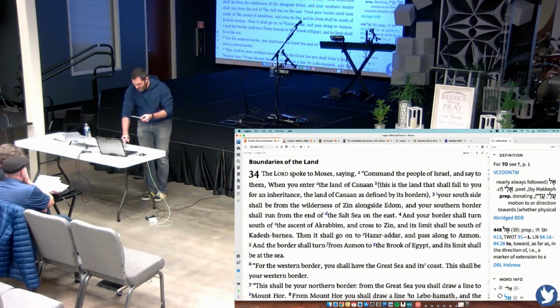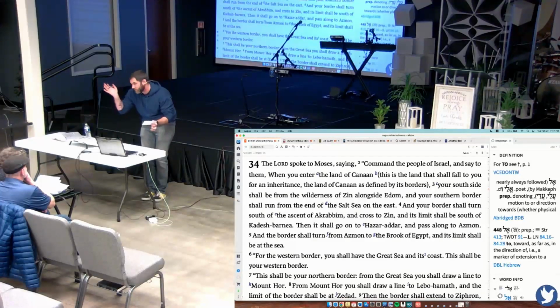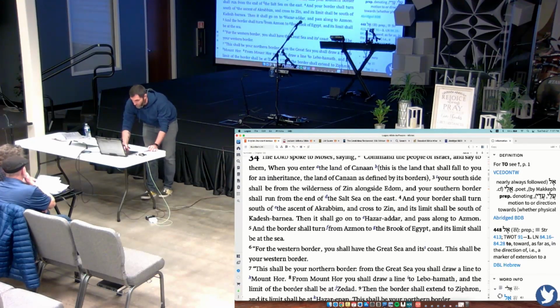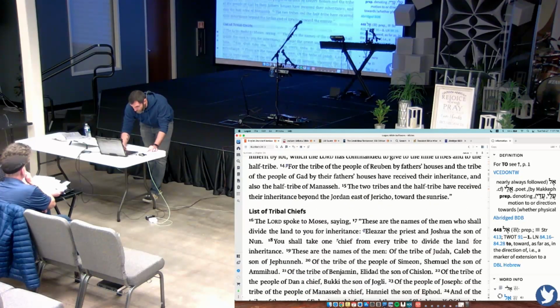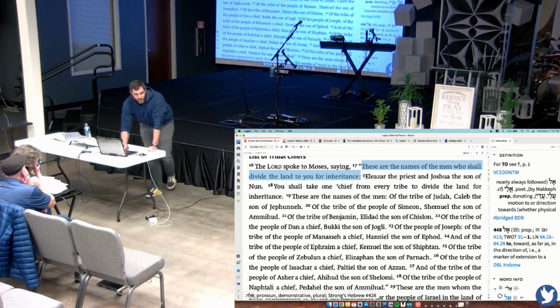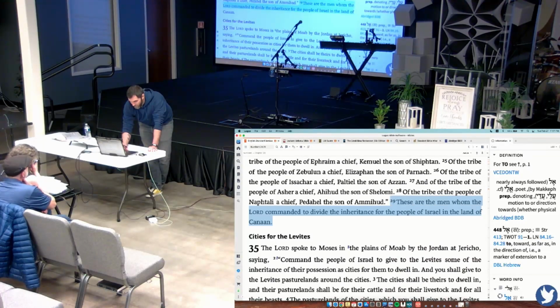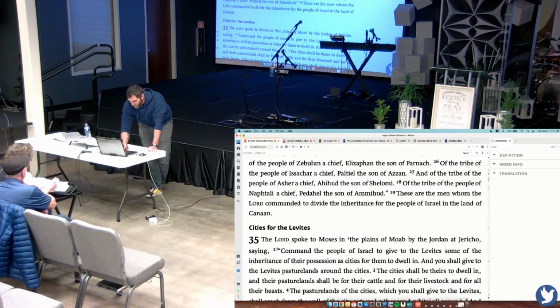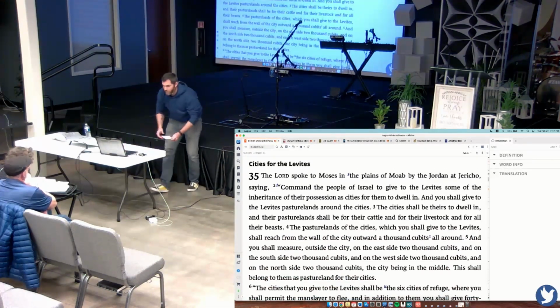Chapter 34, the whole first part here is the boundaries of the land. I just showed you the two maps, and that was really all I wanted to talk about. So unless anyone has any major pressing questions, I'm just going to push right through this and jump to the tribal chiefs. The list of tribal chiefs, their purpose was to help divide the land for the inheritance. It says there in verse 17, and again at the end, these are the men whom the Lord commanded to divide the inheritance for the people of Israel in the land of Canaan. So these guys are set aside from each tribe for that special task. Pretty cool.